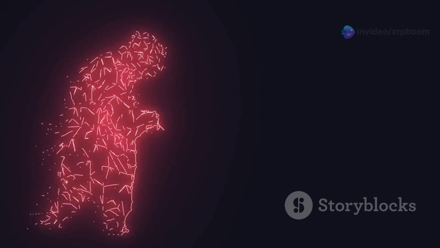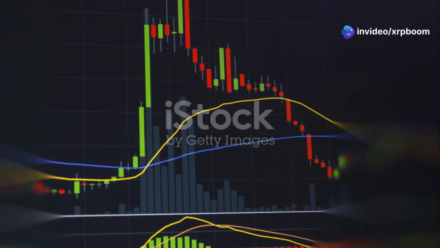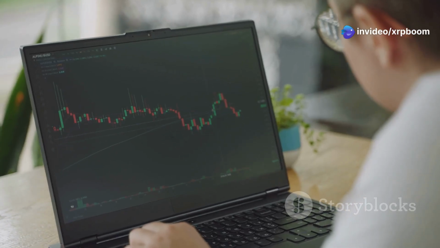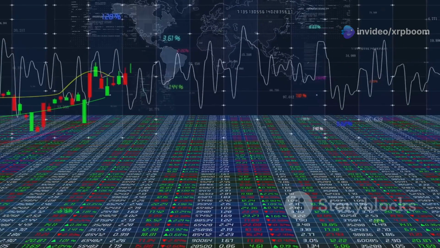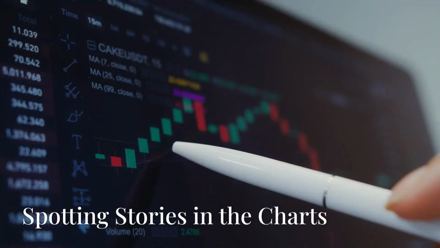Red, on the other hand, usually indicates a bearish sentiment, the price went down. Think of it as a red light warning you to proceed with caution. Remember, these are just general interpretations. The context of the overall market trend is crucial.